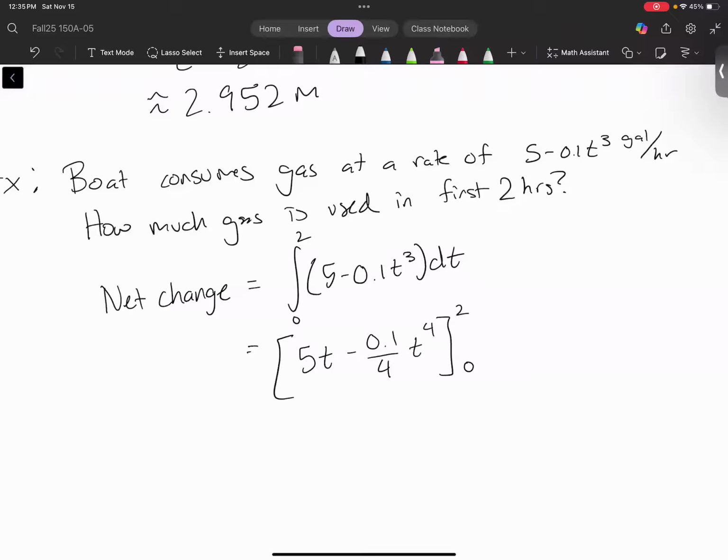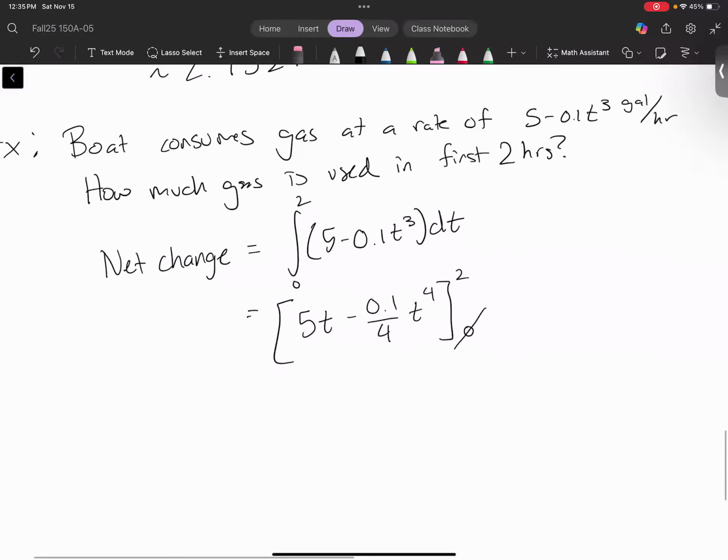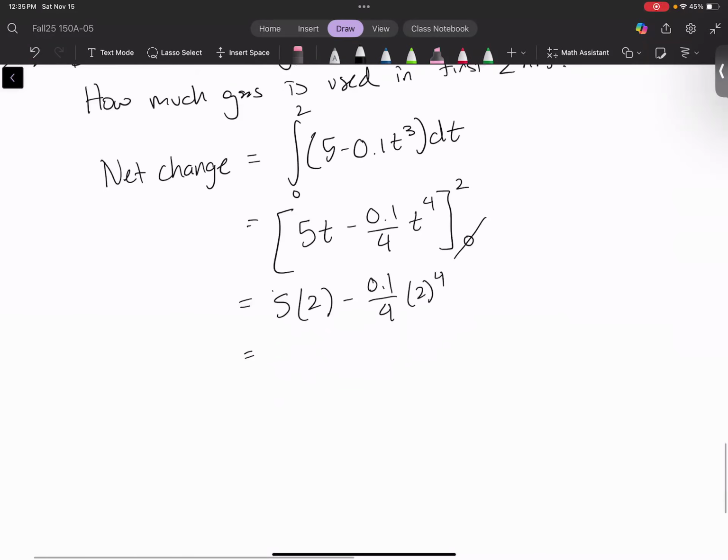Okay. So again, 0 becomes 0. So we really just only have to plug in 2. So I have 5 times 2 minus 0.1 over 4 t to the 4. So this is 10 minus 0.4, which is 9.6 gallons.